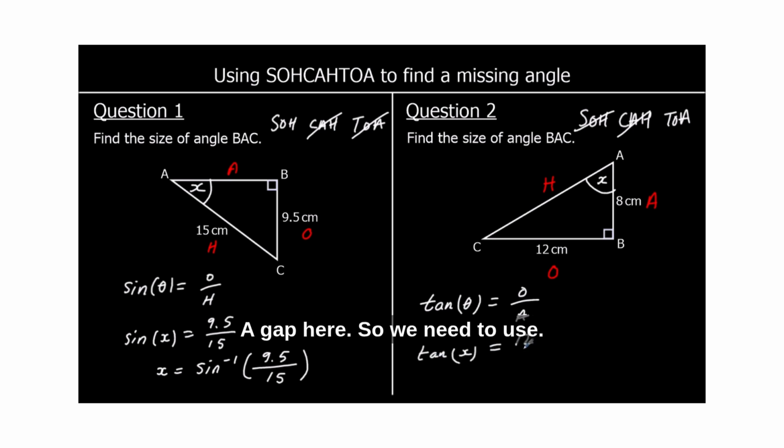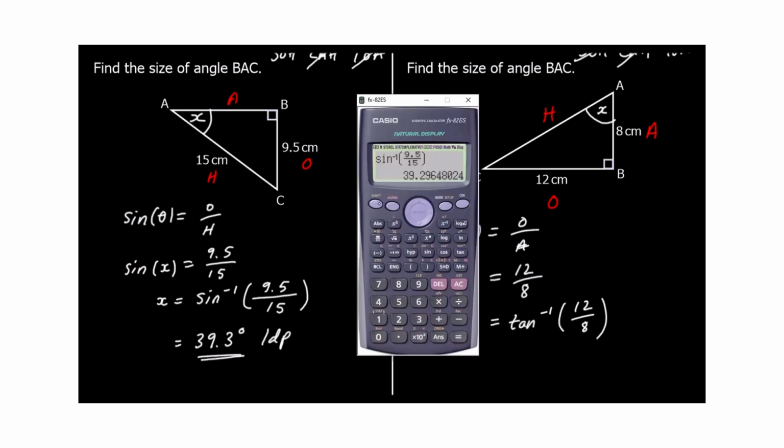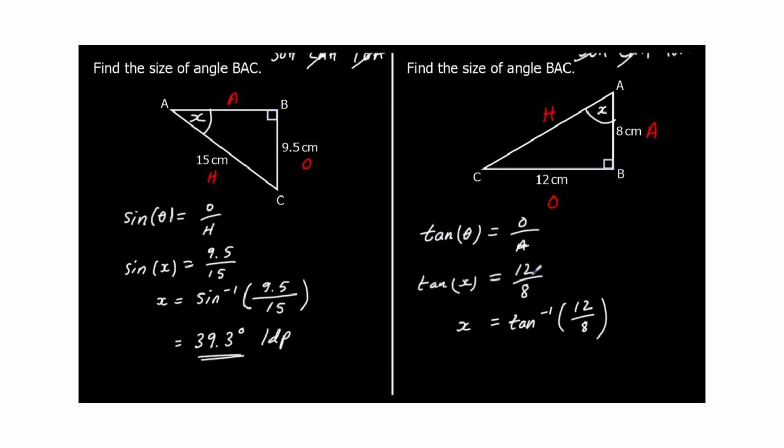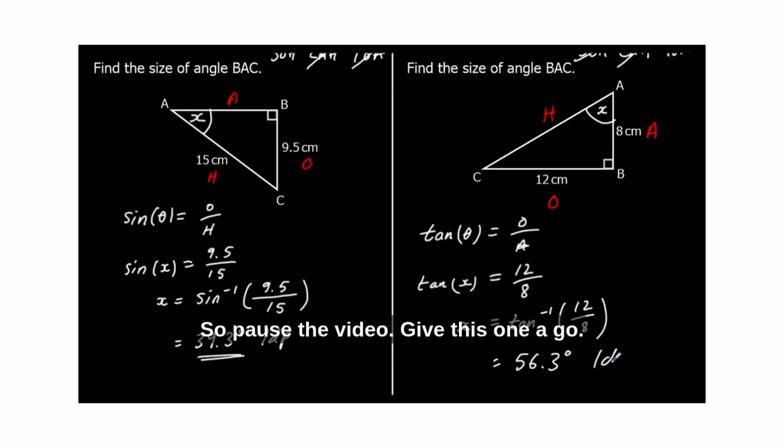is 12 over 8. To get x by itself, we shift tan, arctan, so shift tan 12 over 8, and we type that into the calculator, so shift tan 12 over 8, and our answer is 56.3 degrees to 1 decimal place.